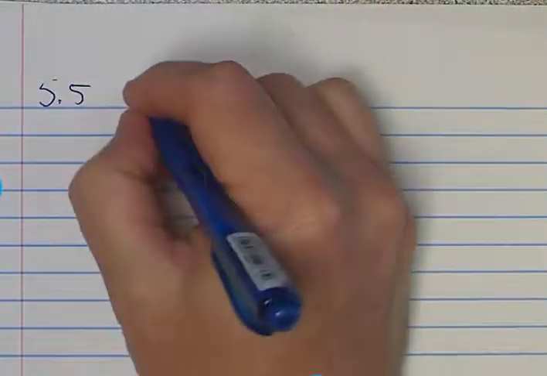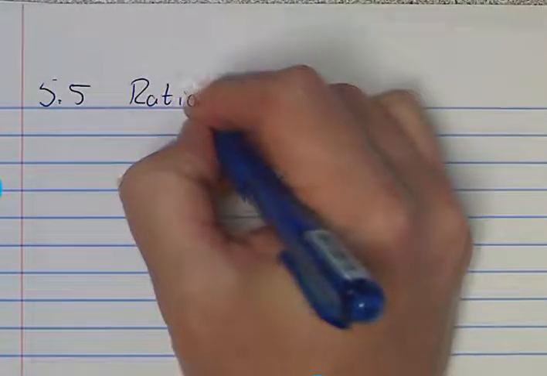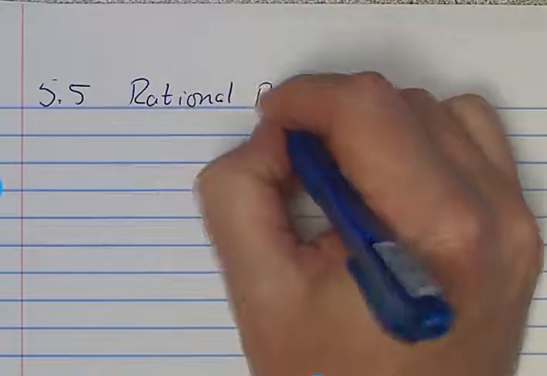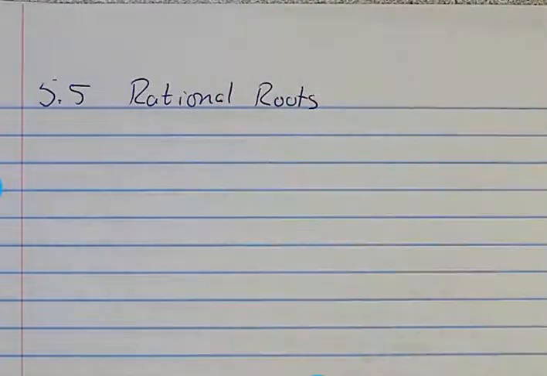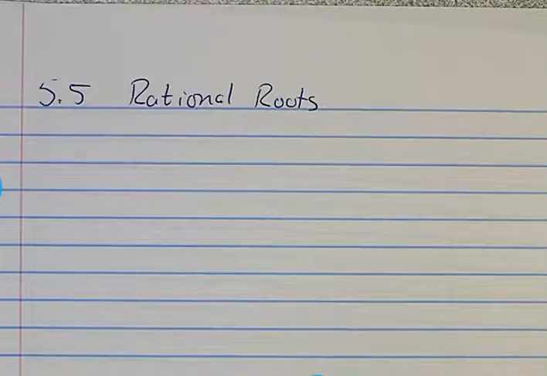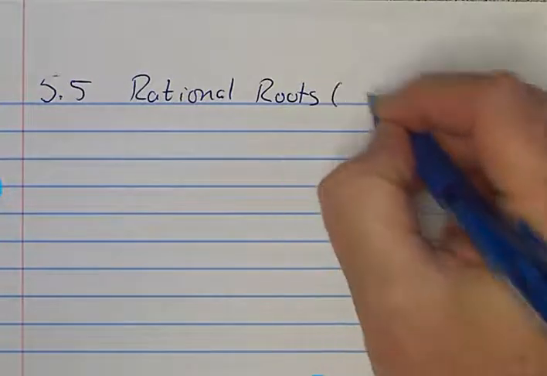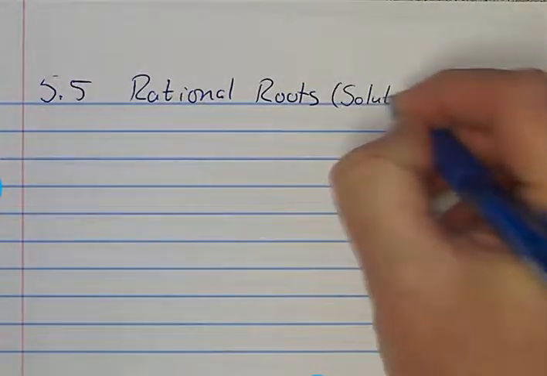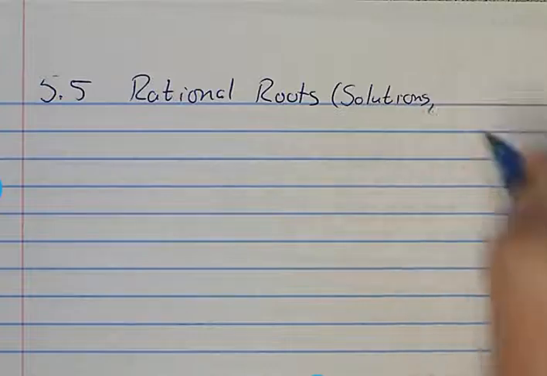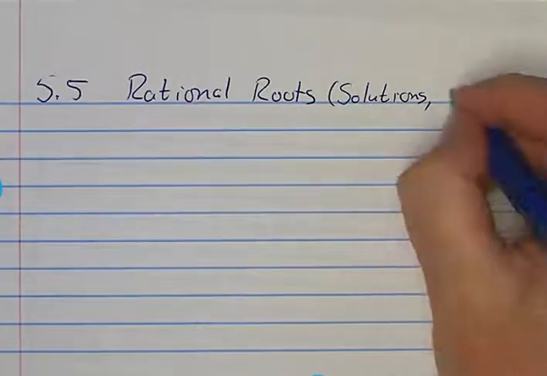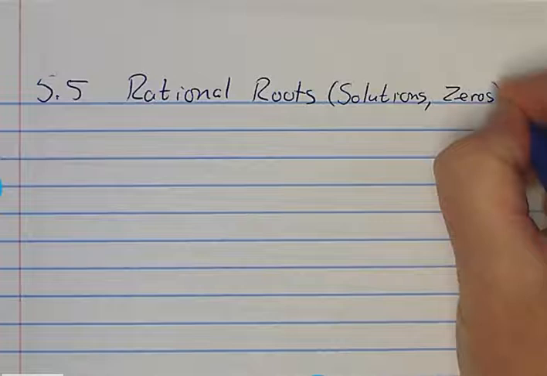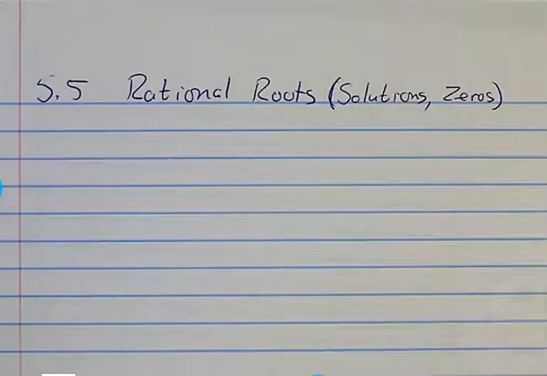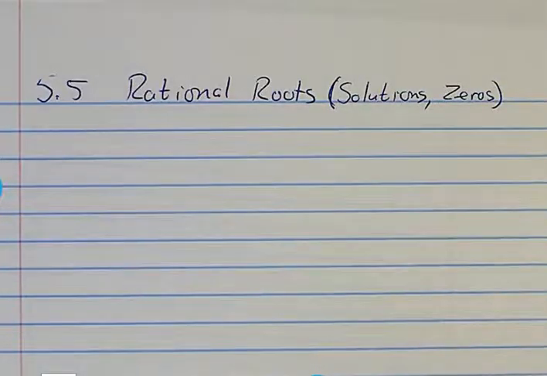All right, 5.5 is rational roots. And when we're talking about rational roots, they can word it a couple of different ways. It's roots. That's the same thing as finding the solution. They may also call it finding the zeros. So it's any one of those things, but the technical definition of what we're looking at is rational roots.